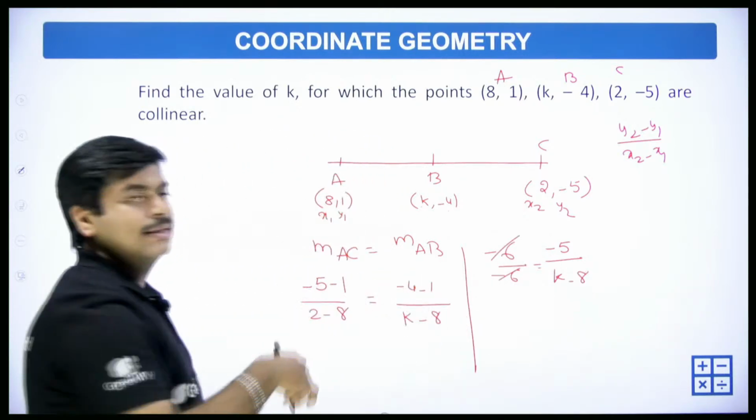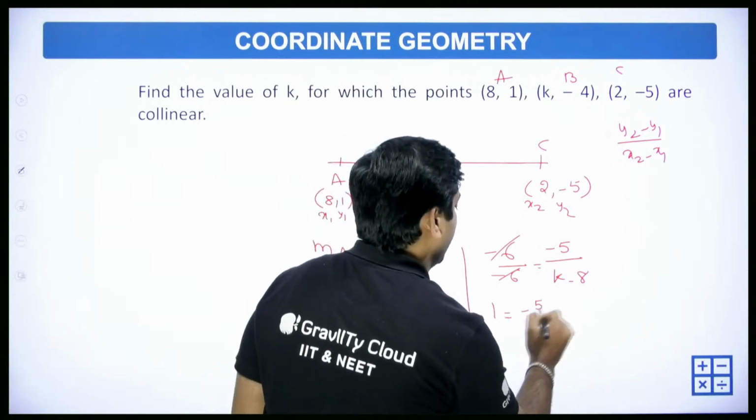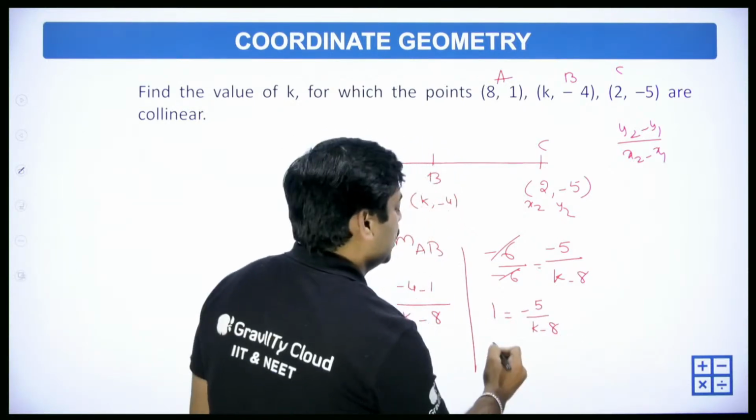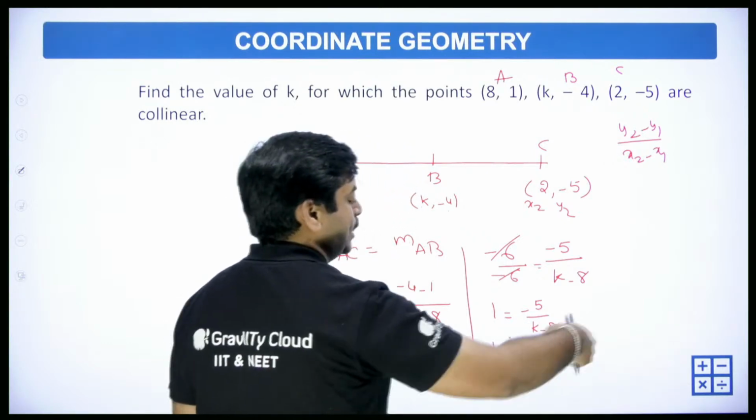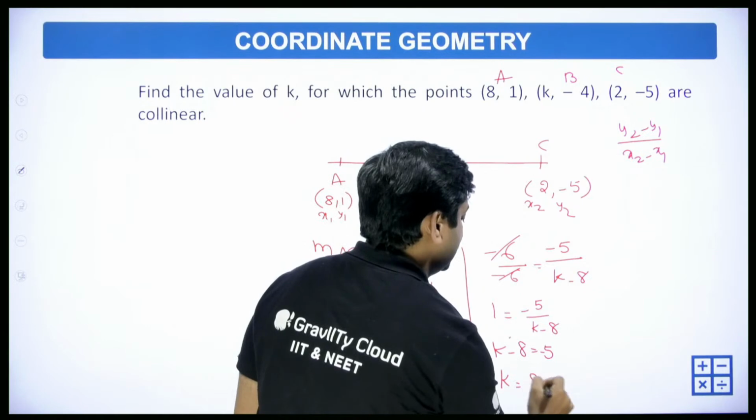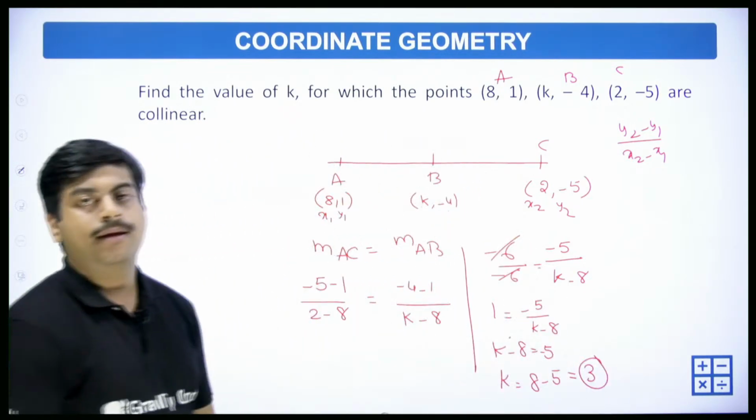So minus 6 and minus 6 get cancelled, and you are left with 1 equal to minus 5 by k minus 8. Cross multiply. k minus 8 is equal to minus 5. Bring this minus 8 to the other side: k equals plus 8 minus 5. So the value of k is 3.